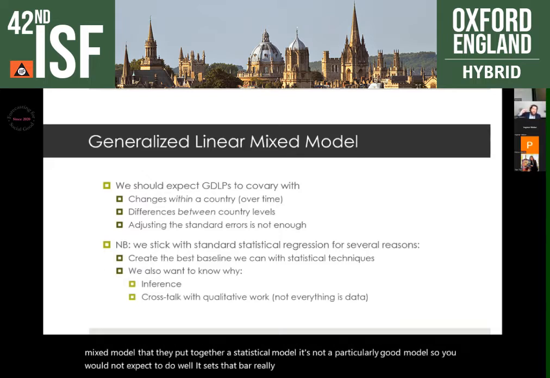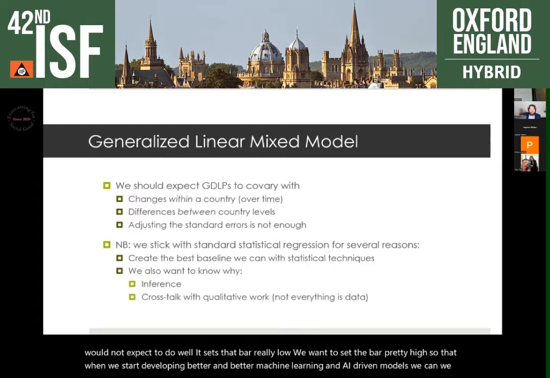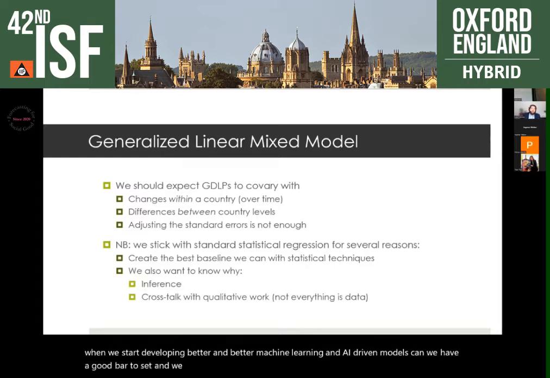We want to set the bar pretty high so that when we start developing better and better machine learning and AI driven models, we have a good bar to set. And we also want to know why. Some of this may just be the academic in David and myself, but we want to have some inference of what's causing the displacement.